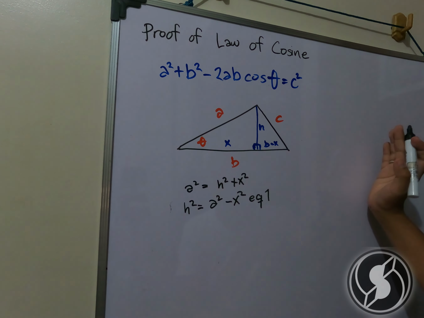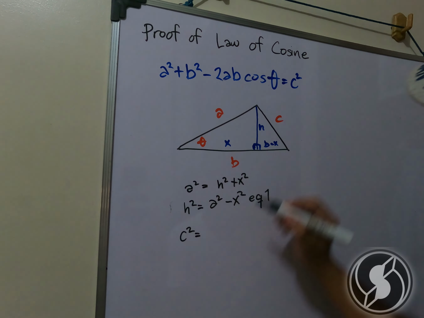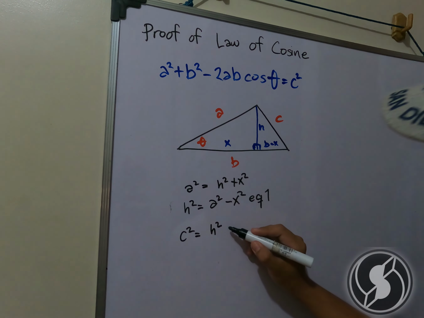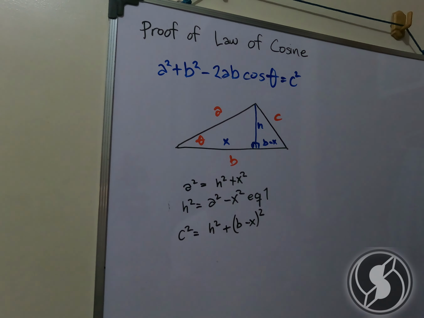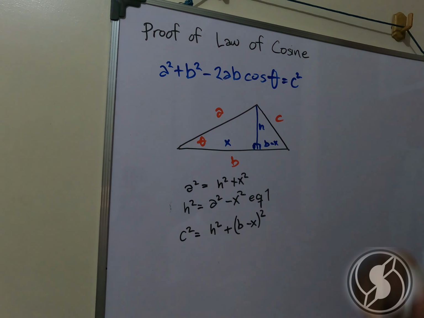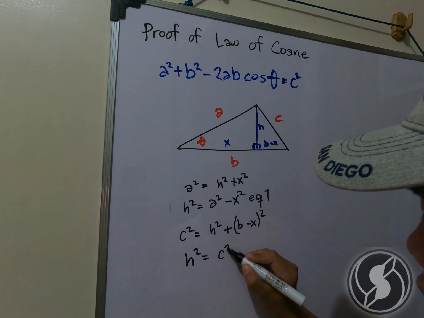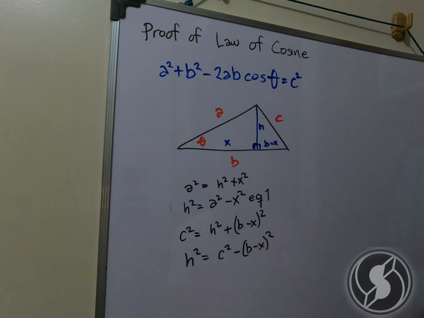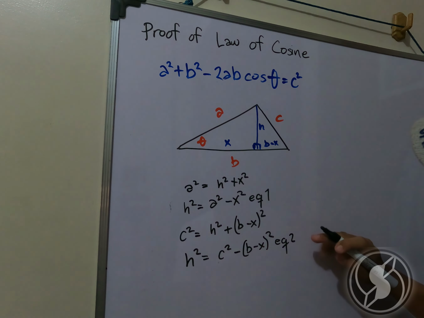So on the other right triangle, we now have c squared equals h squared plus (b minus x) squared. So solving for h squared, we will have h squared is equal to c squared minus (b minus x) squared. So we now have equation 2. So let's equate equation 1 and equation 2.